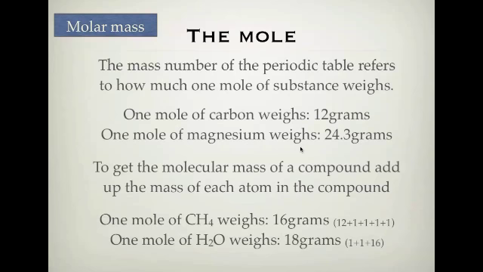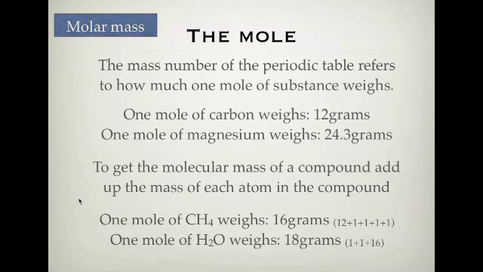To get the molecular mass of a compound, add up the mass of each atom in the compound. For instance, 1 mole of methane will weigh 16 grams because you've got 1 carbon and 4 hydrogens. So you get 12 plus 1 plus 1 plus 1 plus 1, because 12 is what a carbon weighs and a hydrogen weighs 1. So therefore you get your overall mass of 16 grams. 1 mole of water will weigh 18 grams because you've got 2 hydrogens and 16 for 1 oxygen. You get 18 grams. So that's a molar mass. Molar mass tells you how much 1 mole of something weighs.